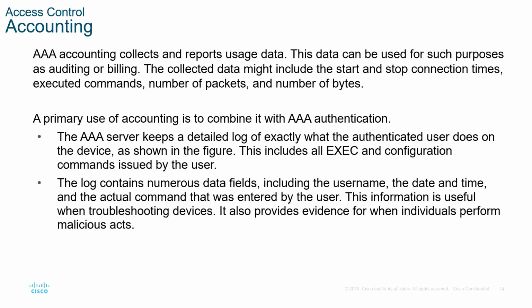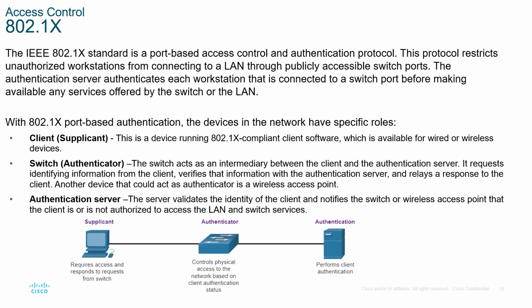Primary use of accounting: a detailed log of exactly what an authenticated user does on the device. The log contains fields including the username, date, time, and the actual command entered. Very important. If it includes the actual commands entered as well, you can see what was done on the network. If we don't have that, that's a problem. Accounting. 802.1X.